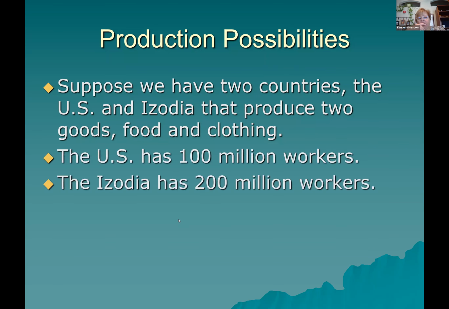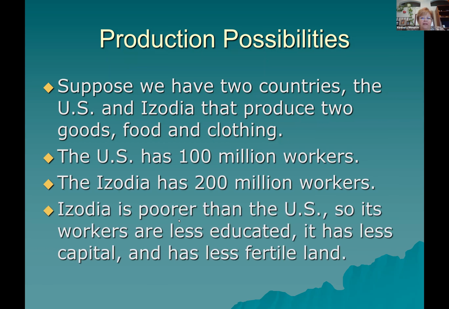All right. The U.S. has half as many workers as Izadia. 100 million in the U.S., 200 million in Izadia. So we have half the number of workers, but Izadia is poorer than the United States. And that means the workers are less educated. They have less capital to work with, and their land is less fertile, not as good. Okay. And so we're going to be answering the question here: can we gain in trade by trading with a poorer country?